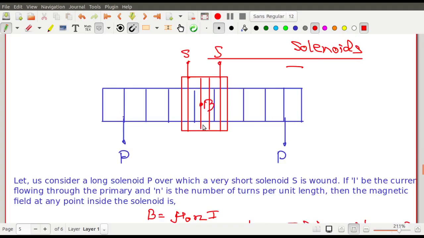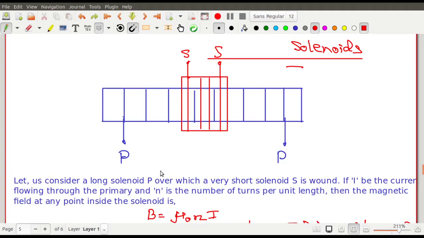It is B, right? And this is B only within this primary solenoid, because you know that outside the solenoid the magnetic field is 0. That has been done from the Ampere circuital law. Outside the solenoid the magnetic field is always 0.